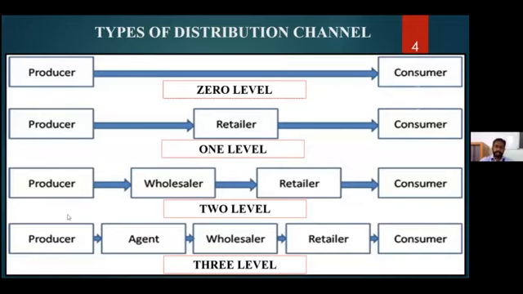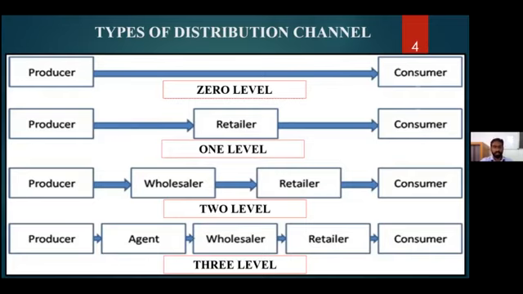In one level channel of distribution, we can see that the producer will transfer the goods to retailers, and later on the retailer will sell the goods to consumers. They will add some margin of profit to the product, and later sell the product to the consumer. Here, the margin of both producer and retailer is borne by the consumer. So the burden on the consumer is a little higher as compared to zero level channel of distribution.